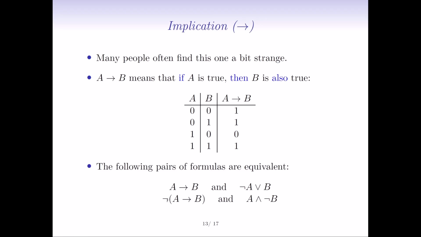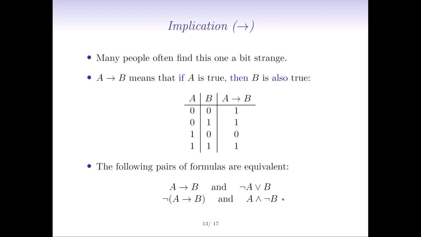Similarly, not (A implies B) means exactly that A and not B. So if A implies B is false, then you could read from the truth table that we have A and not B. And similarly, going in the other direction as well.